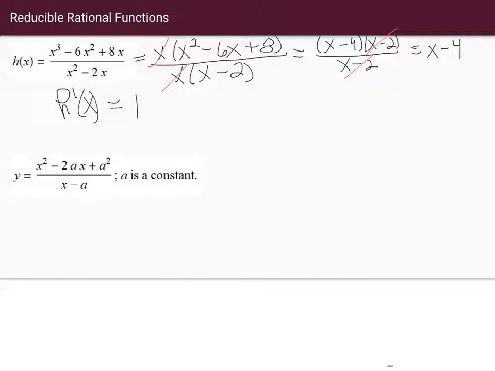So with that in mind, see if you can find the derivative for y equals x squared minus 2ax plus a squared divided by x minus a, where a is a constant. So pause the video, work out the problem, and then restart to check your answer.